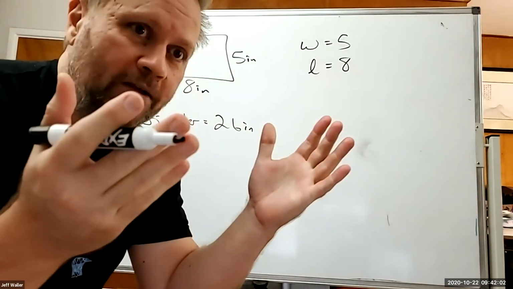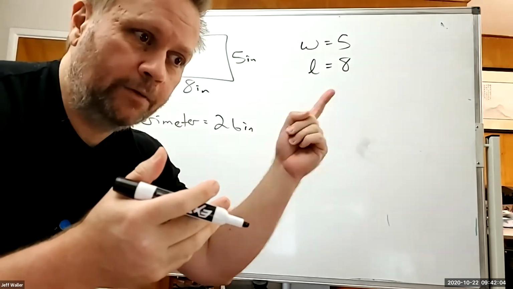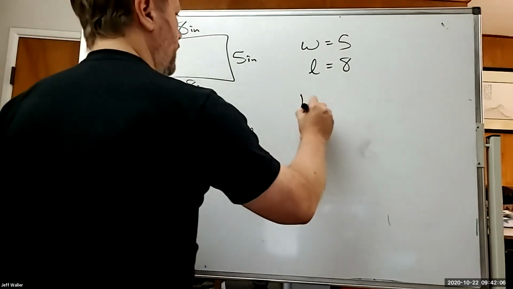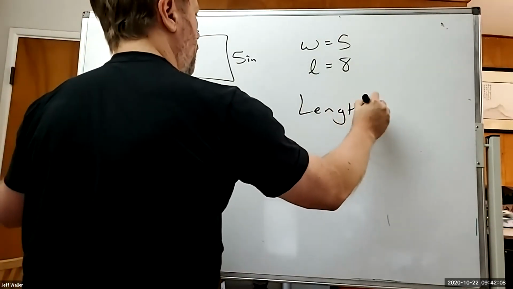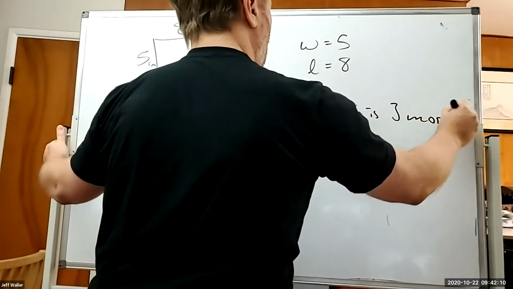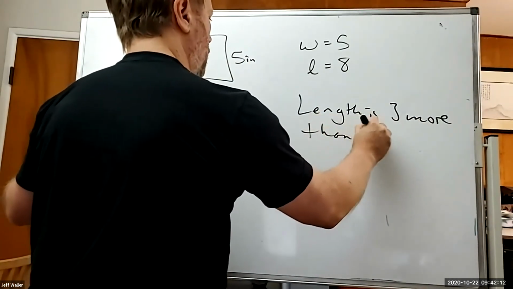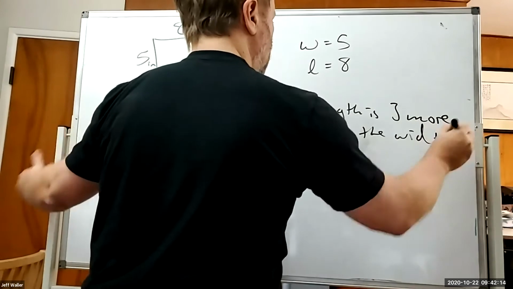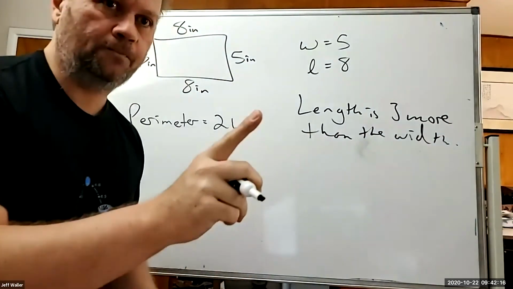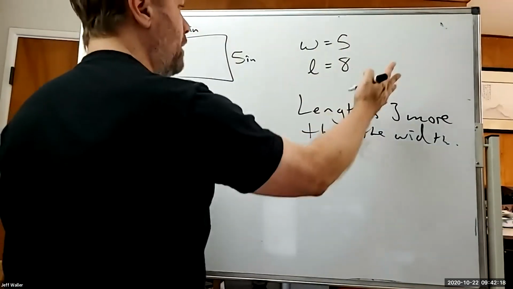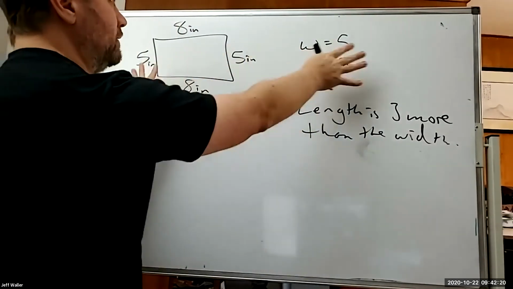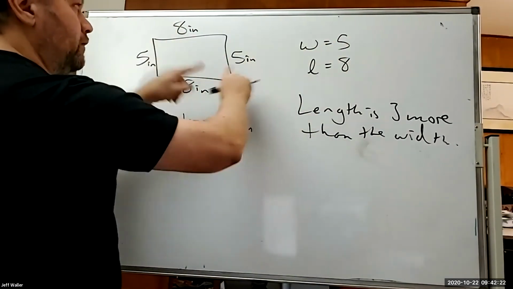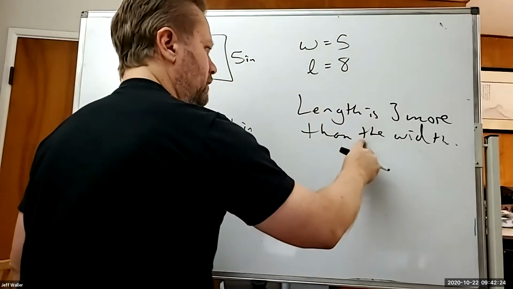Does everybody agree? It's kind of like, well, yeah, it is, Jeff. I can see it. Well, that's the point. So if I say the length is 3 more than the width, that makes sense, Jeff. That's true. So now I've made a problem. I'm not going to use these. These are the answers, right?